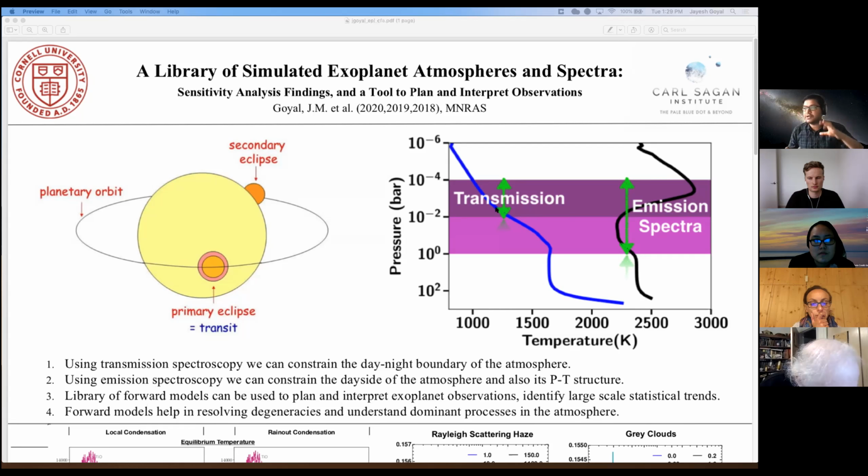Like for transmission, you can get the day-night boundary and a small upper part of the atmosphere. But in emission spectra, you can go deeper and get the day-night side of the atmosphere. And from the observational perspective, transmission spectroscopy is easier to do because you get a high signal to noise ratio, at least with the current Hubble Space Telescope observations. With JWST, this might change.